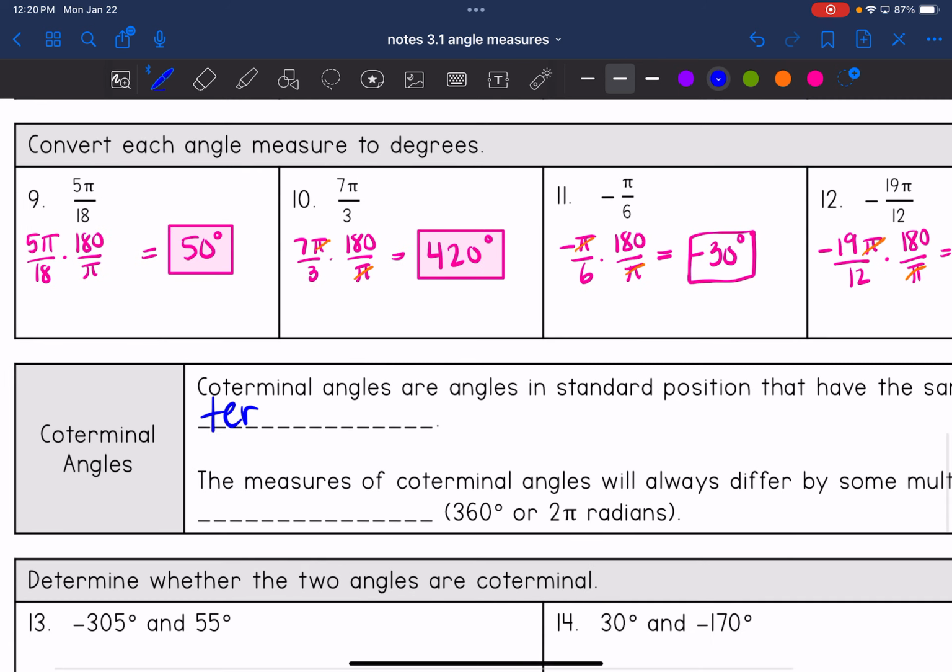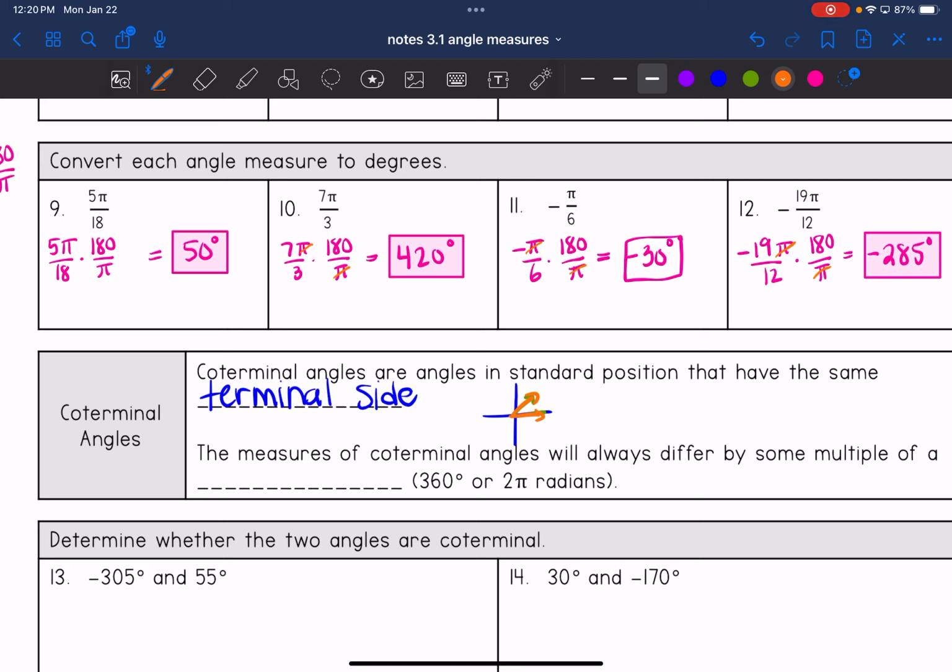So I'm going to draw a little picture here. Say we had an angle like this. But then if we have another angle that starts the same, goes all the way around, and then around again, but then it stops in that same spot, those two angles would be coterminal. So because you have to make a full rotation, the measure of those coterminal angles are always going to be different by some multiple of a full rotation.